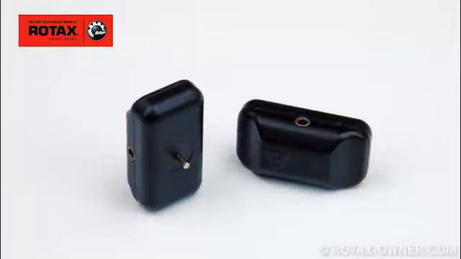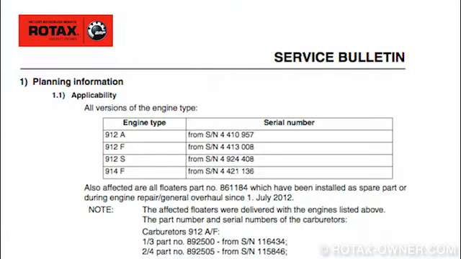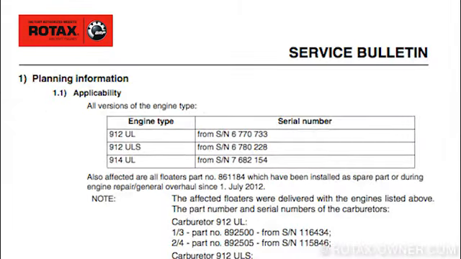The affected floats were delivered in serial-specific 912 and 914 type engines and carbs. See Section 1.1 of the applicable UL or certified service bulletin for your engine type for the engine and carb serial numbers affected.